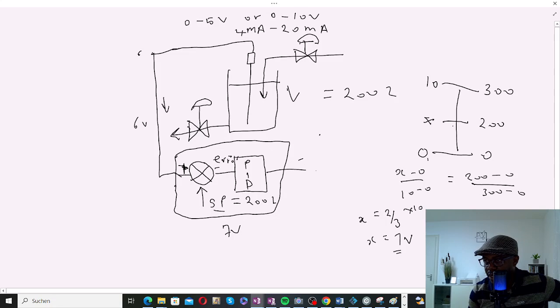Now, to do that, sometimes we might need what is called a transducer.